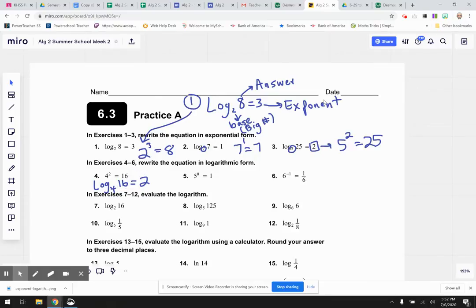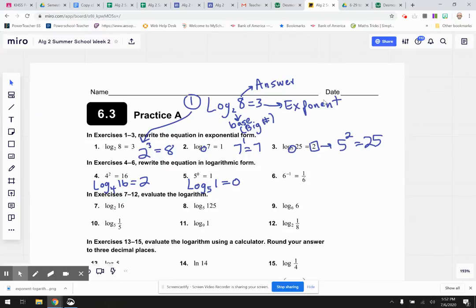Second one, log base 5 of 1 equals 0. And yes, 5 to the 0 power equals 1. If you take 5 to the 0 power, it will equal 1, because any number to the 0 power is 1. So anything to the 0 power is 1.